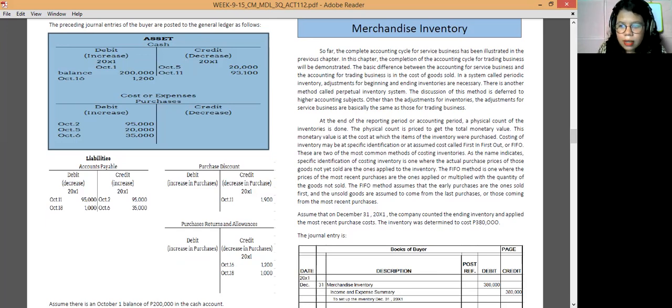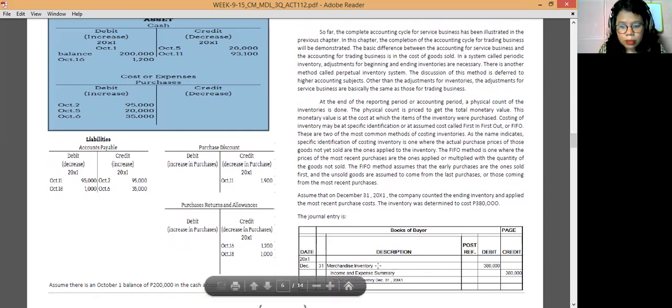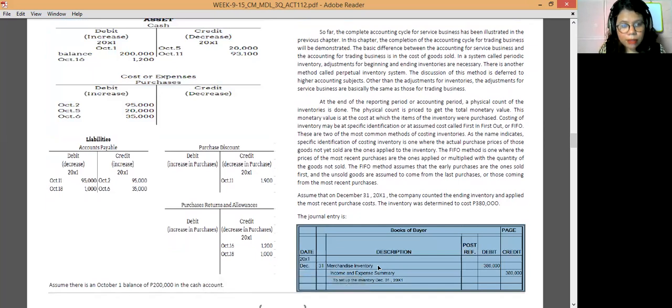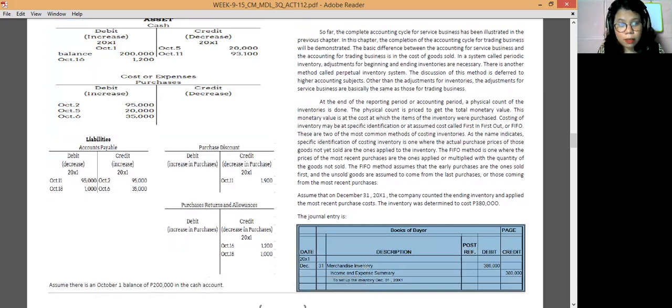Okay? So merchandise inventory. Ito yung illustration niyan. So assume that on December 31, 20X1, the company counted the ending inventory and applied the most recent purchase cost. The inventory was determined to cost 380,000. So, merchandise inventory. So, ang entry po natin, yung account title natin dyan is merchandise inventory worth 380,000. Okay, consider pa rin to as assets. So, increase ang ating assets so, sa debit siya.